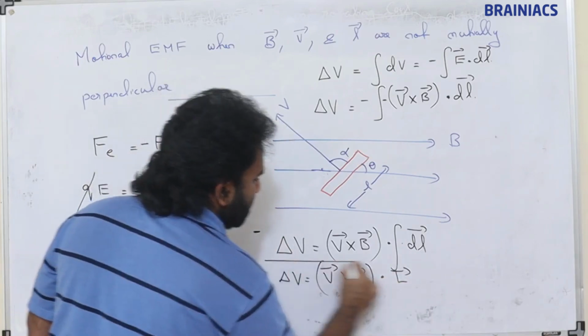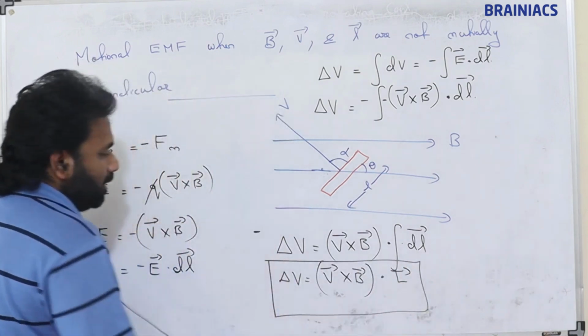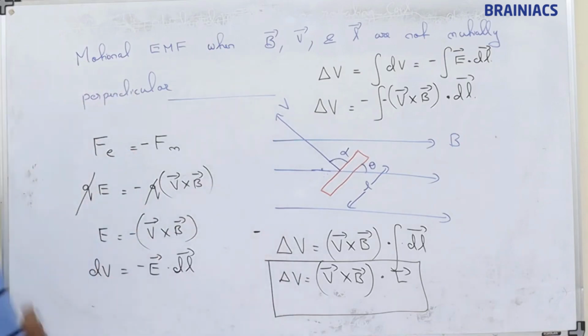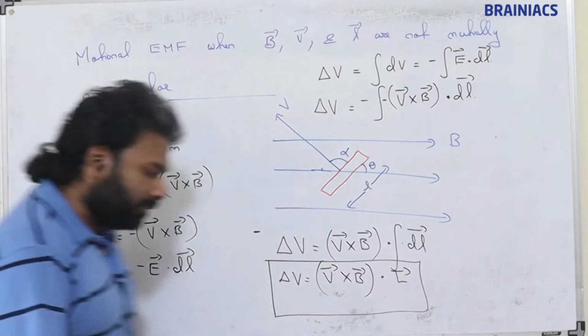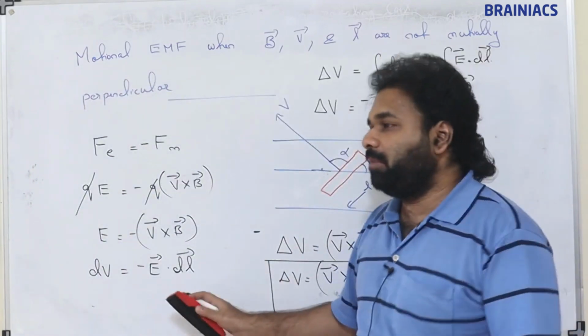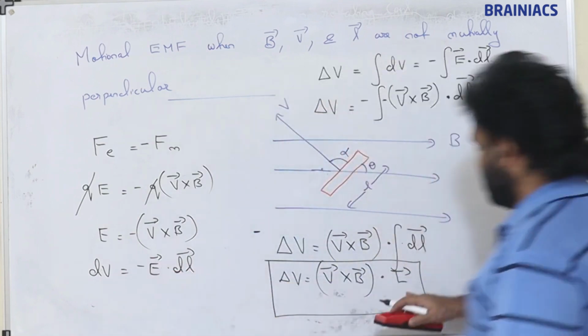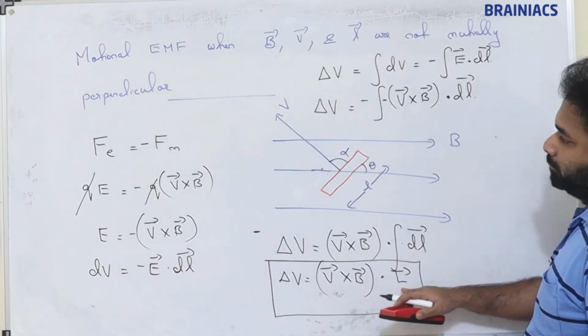So this is the formula for finding the potential difference or EMF. Clear? Delta V we will replace and name it as EMF. So delta V is nothing but the potential difference between 2 points of this conductor.